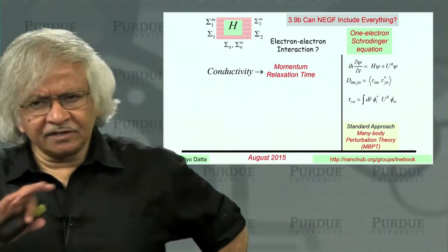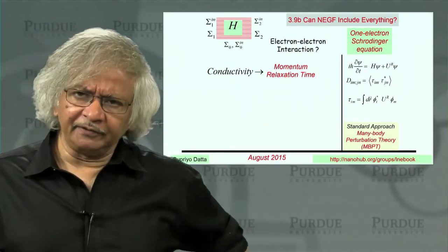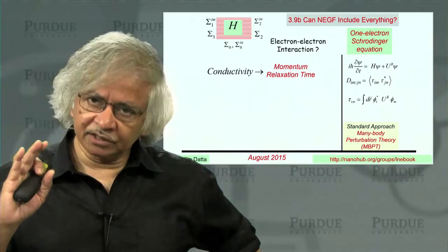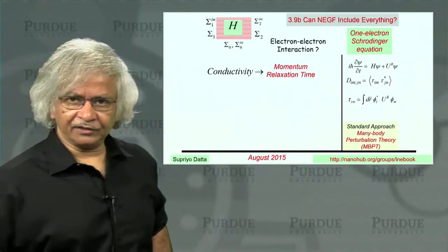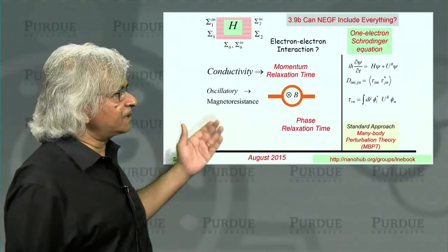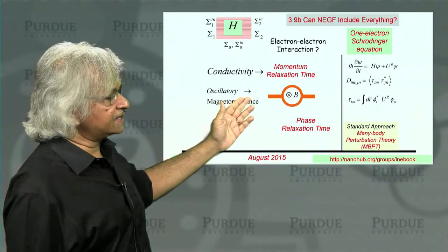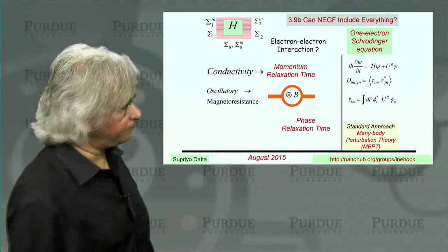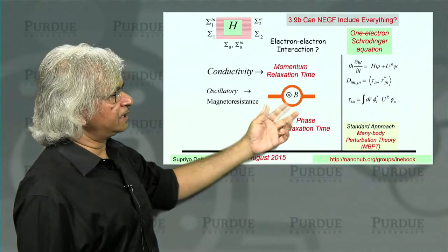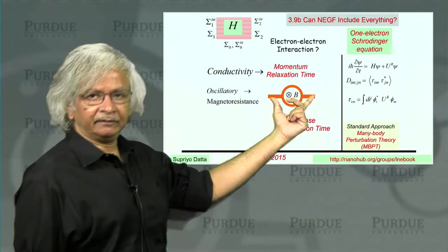So does that mean it has no effect on transport? Well, not really. There are experiments which are very sensitive to this. And these are experiments which are phase sensitive, for example. That is, there is this classic experiment from 1985 where people measured the resistance of a ring.